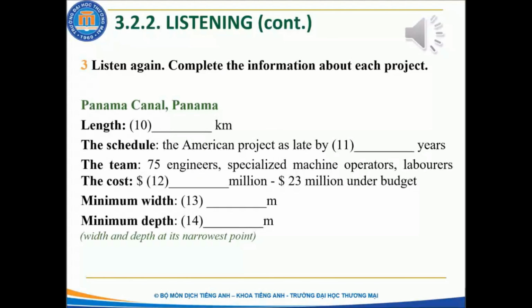Let's move on to Panama Canal in Panama. So you listen to the recording and fill in the blank from number 10 to number 14. For number 10, you have to listen for the length of the Panama Canal. For number 11, please listen for the number of the years that the project finished later than planned. For number 12, please listen for total cost of building the canal. And for number 13 and 14, please listen for the width and depth of the canal at its narrowest point. Now listen and fill in the blank.